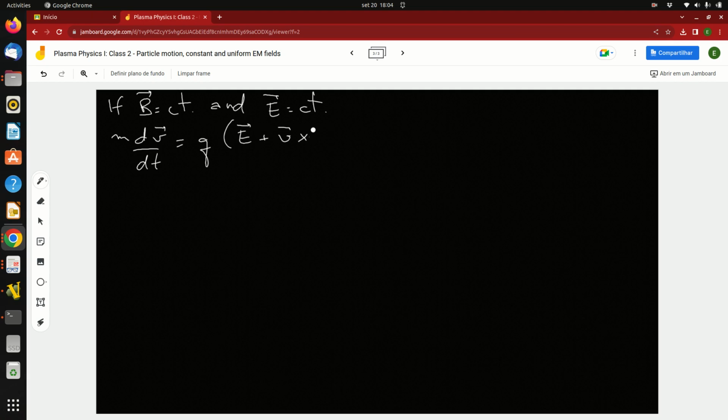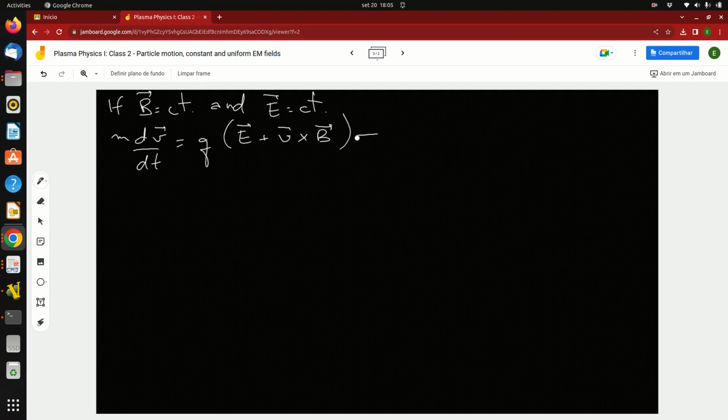The second situation is if B is equal to constant and also the electric field is constant. Then the equation of motion will be dv/dt equal to q times the electric field plus, just repeating equation 1.2 here.